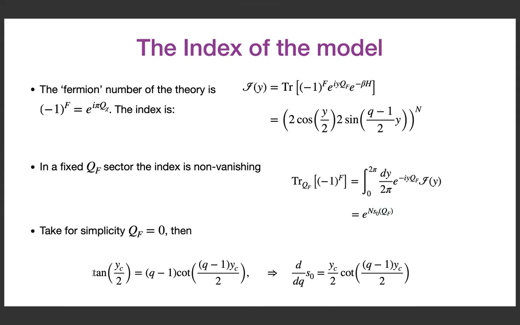So this will be important in a couple of slides, but you can ask for when QF is 0, what is the saddle point for this in Fourier transform over Y? And it satisfies this equation. YC is the point that maximizes this grand canonical index. And the expression for this S naught is given by this in Larsen.